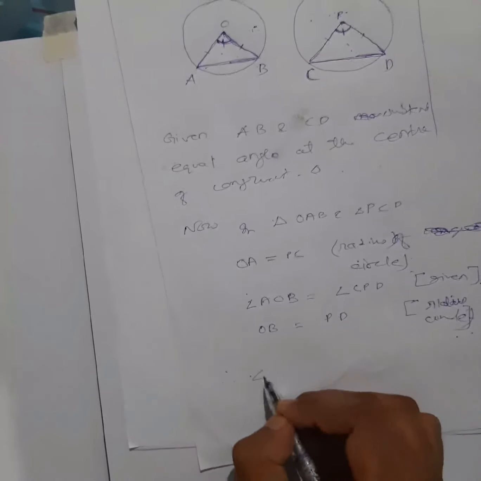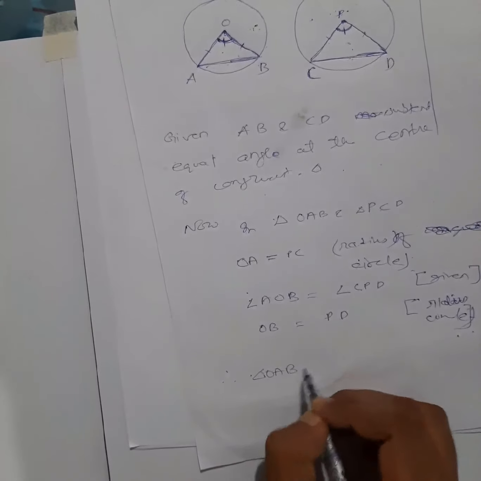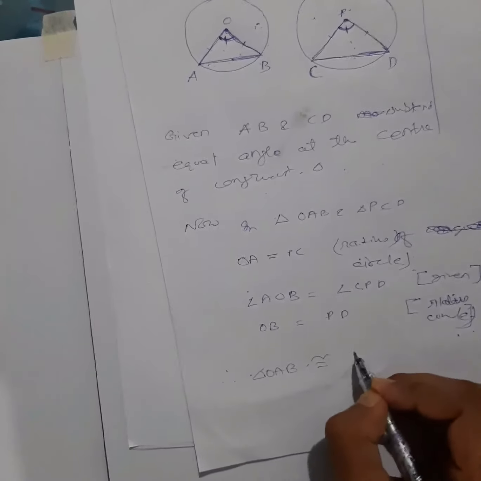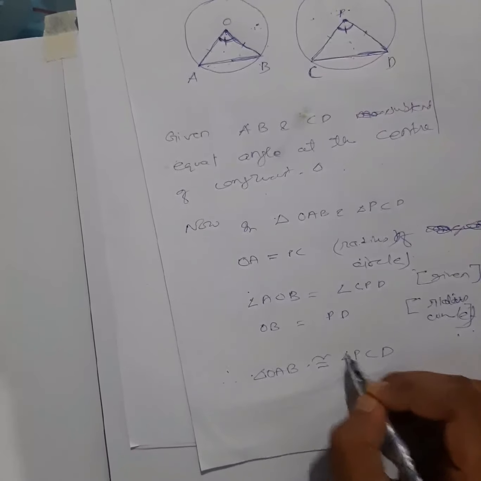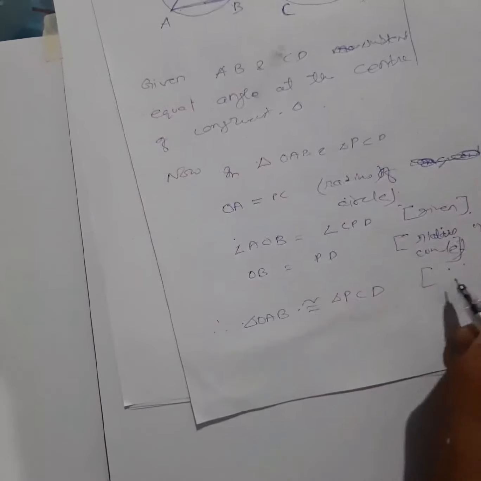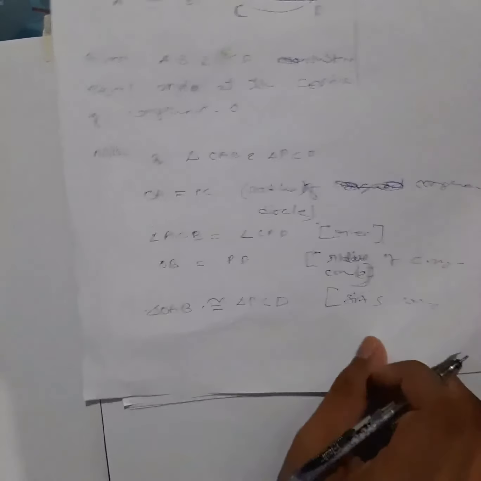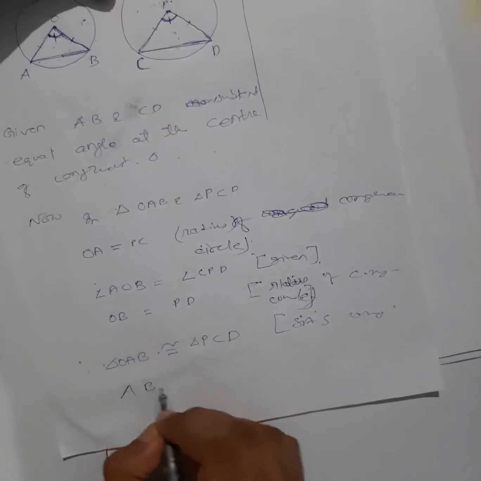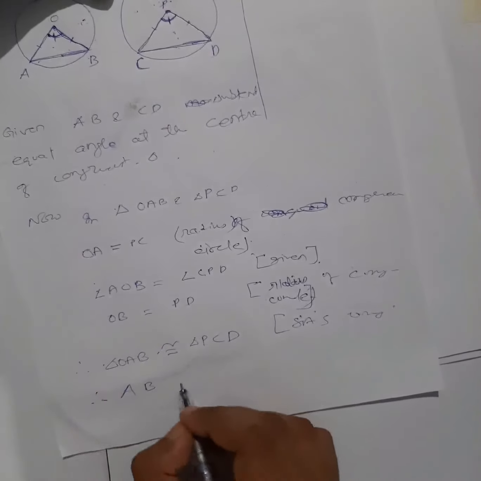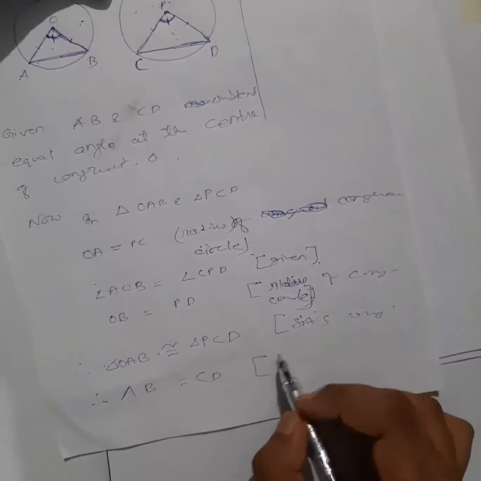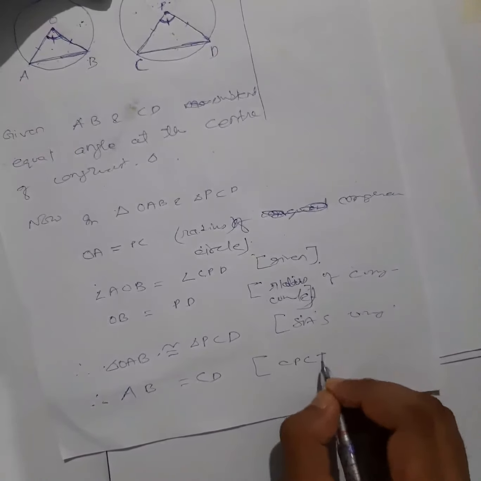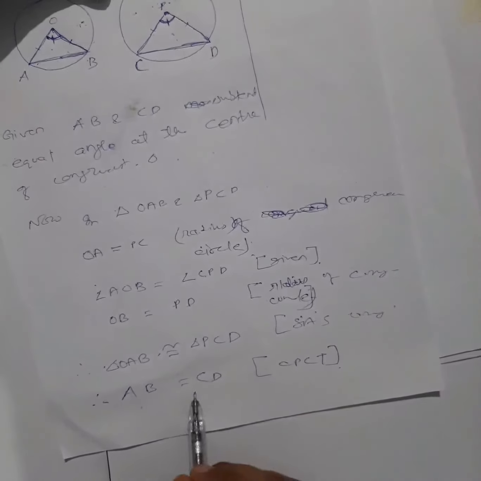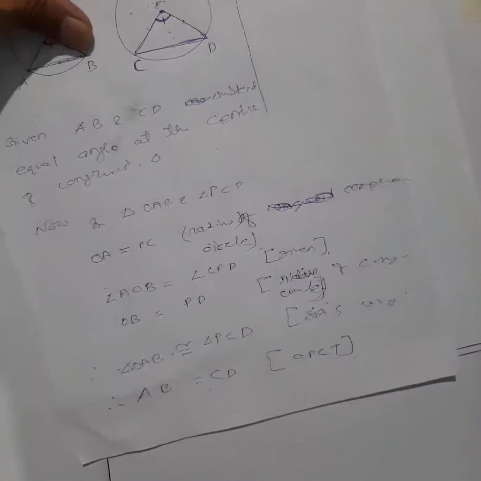So therefore triangle OAB is congruent to triangle PCD. Okay, how I have shown this: side angle side congruency. Okay, after that what can I write directly? Therefore AB is equal to CD. Why? CPCT, because it's a corresponding part of congruent triangles.